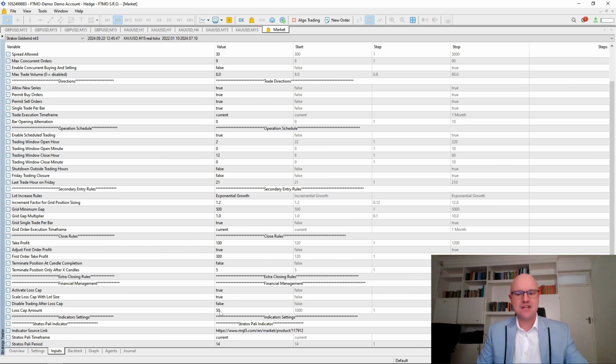Now what I've done with the loss cap this time is I've set the scale loss cap to lot size to true. This means if you start enabling the auto-lot function, it will automatically increase your loss cap along with the lot sizing. So now that we've looked at the inputs, let's take a closer look at some of the different results that we can generate using a stop loss for each grid or each series of trades.